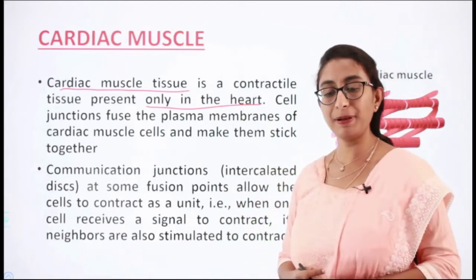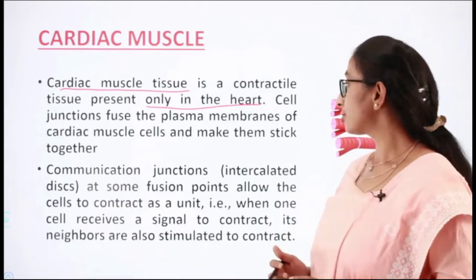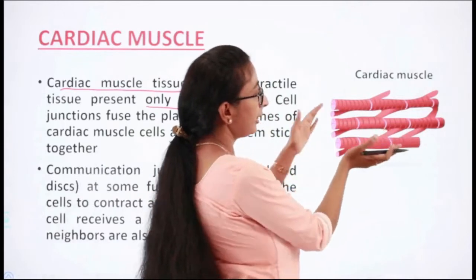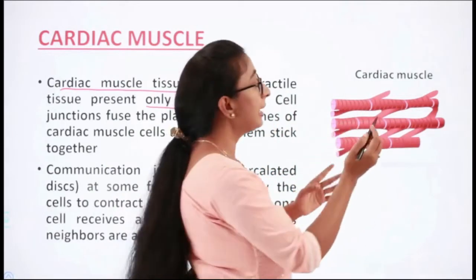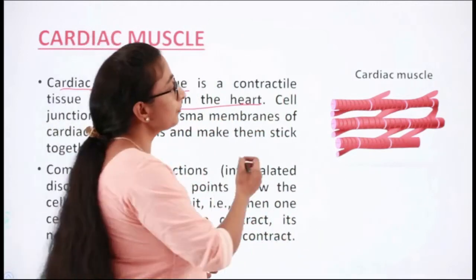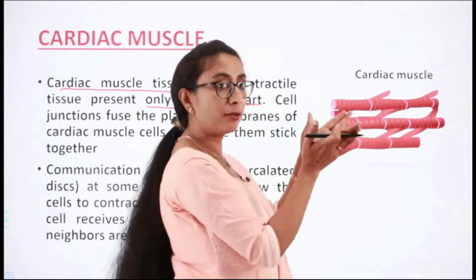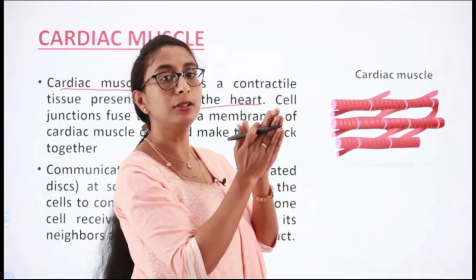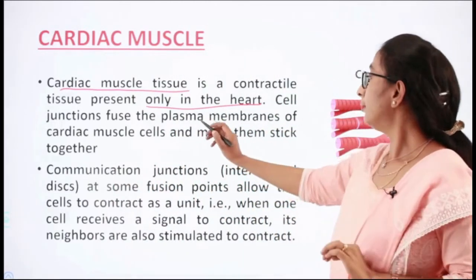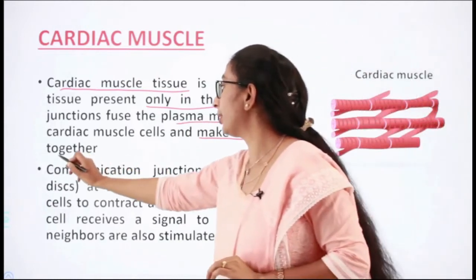And they fuse the plasma membranes of cardiac muscle cells and make them stick together. So here you can see the picture of a cardiac muscle, and they are linked with each other. They are sticking with each other. How does this happen? That is the plasma membrane. Plasma membrane is nothing but cell membrane, isn't it? So the cell membranes of two different fibers will fuse together to form this joining or the binding of the muscles. Okay, so you can find that the plasma membrane of the cardiac muscles fuse and make them stick together.